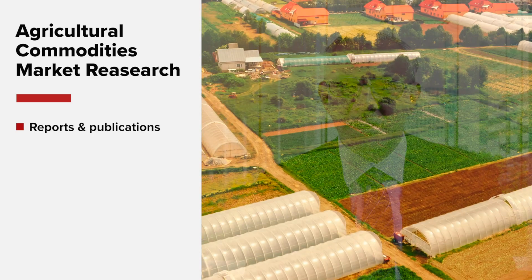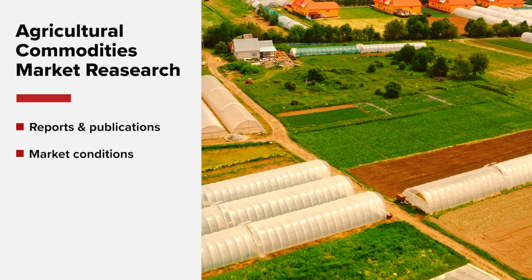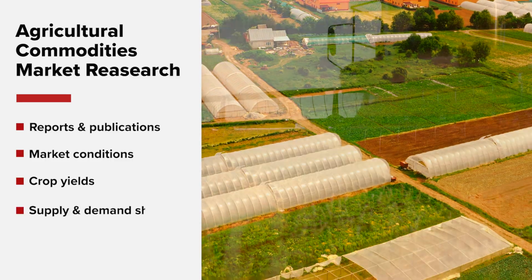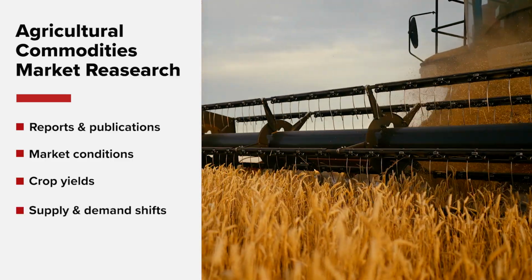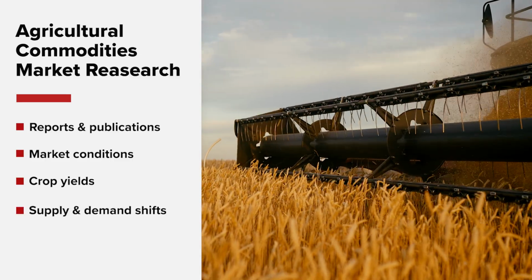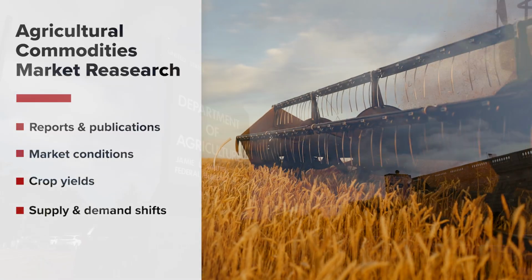In our previous lesson, we explored some of the major risks investors and traders might face in the agricultural commodities markets. In this lesson, we'll dive into those reports and publications that market participants typically rely on to make more informed investment decisions, including salient information about market conditions, crop yields, and supply and demand shifts, all of which hold an influence over pricing.